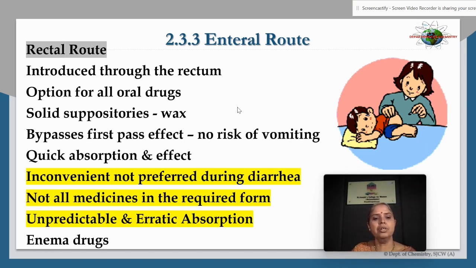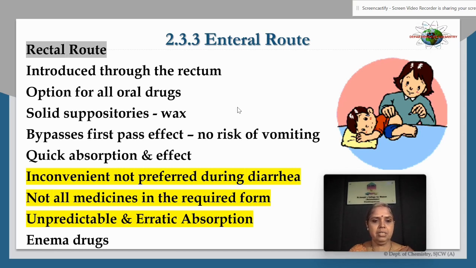The drug is introduced in the form of solid suppositories made out of wax, because it has to travel smoothly into the rectum from the anus. There's no risk of vomiting. In the previous modes, oral drugs or the buccal or sublingual route, there is a risk. Supposing a person is intolerant, is having nausea, then there is a chance of bringing the whole thing out in the form of a vomit. But this particular route doesn't have that risk of vomiting.